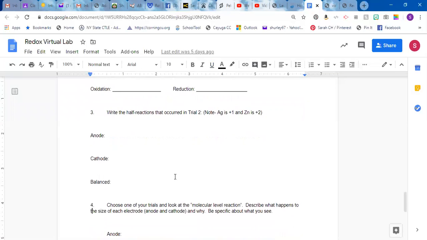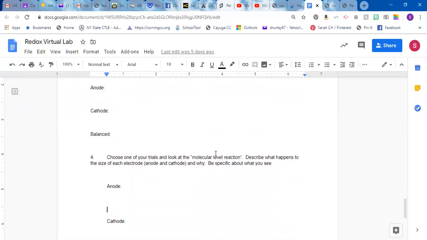And then choose one of your trials and look at the molecular level. So that's what I just showed you. Describe what happens to the size of each electrode, like it got bigger, it got smaller, and why. And be specific about what you see. So you can't just write it got bigger, you have to say because blah, blah, blah, turned to blah, blah, blah. So make sure that you do that for anode and cathode.